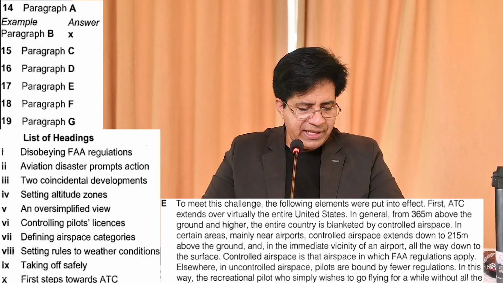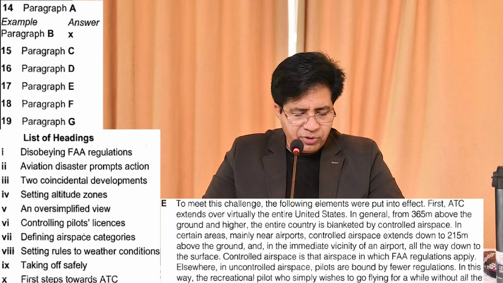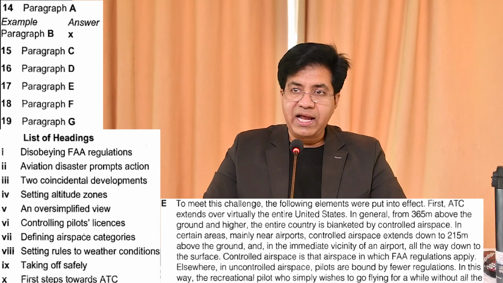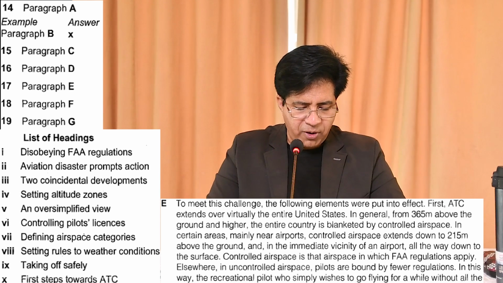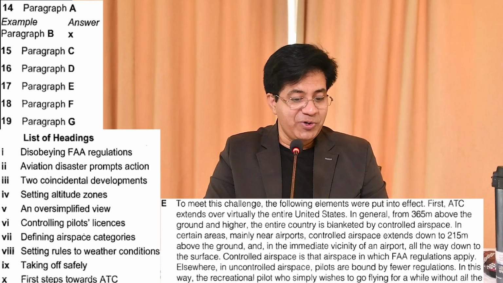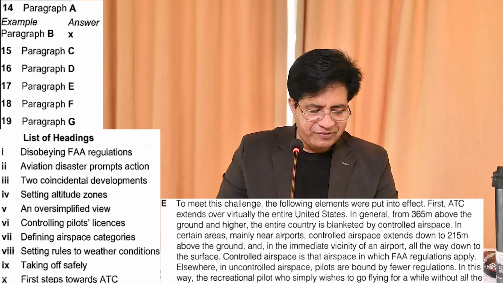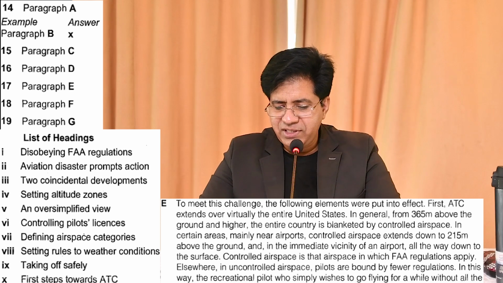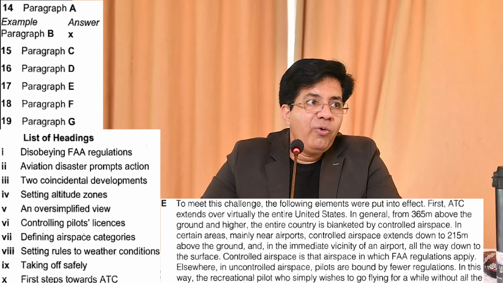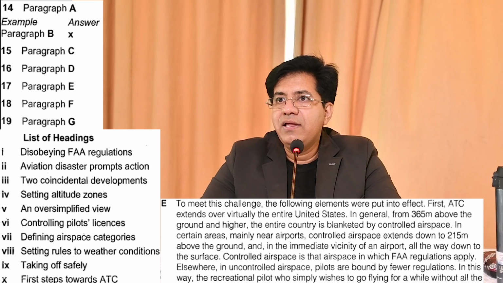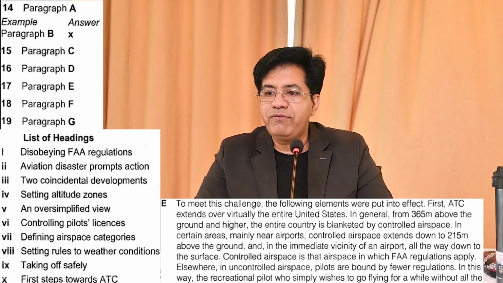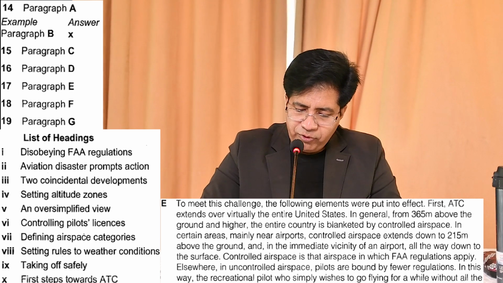To meet this challenge, the following elements were put into effect. First, ATC extends over virtually the entire United States in general from 365 meters above. Now what is that? Altitude, 365, 215 and all that. Heading number? Setting altitude zones. You understand? Now if you know what you are reading, you will find the heading. And if you are reading 365 and this and that, and you don't know that is altitude, you will never find it. So please cross heading number 4 as well.